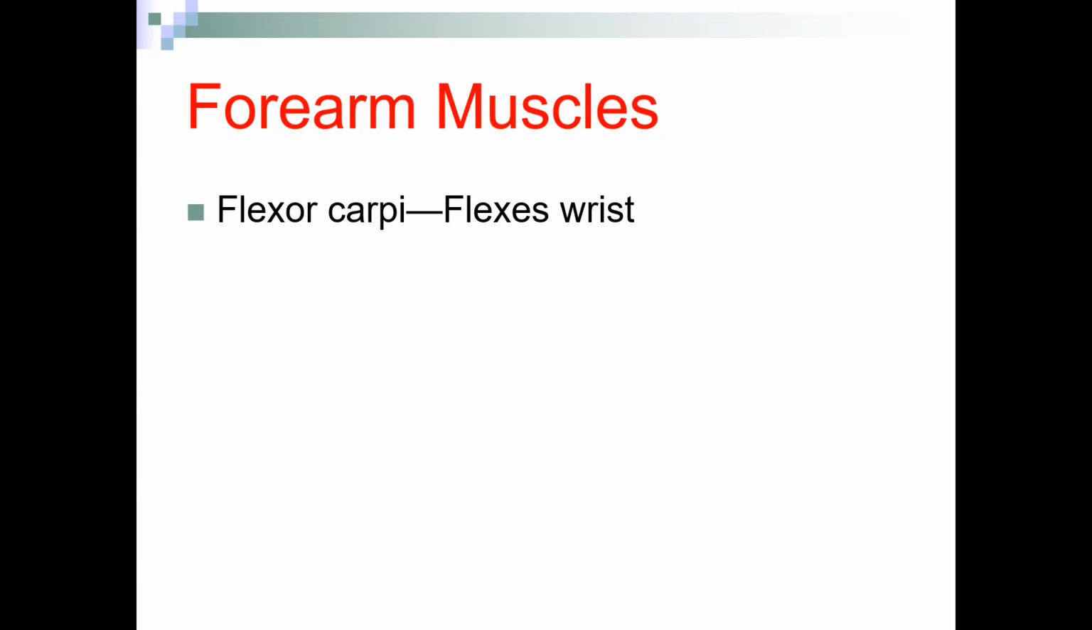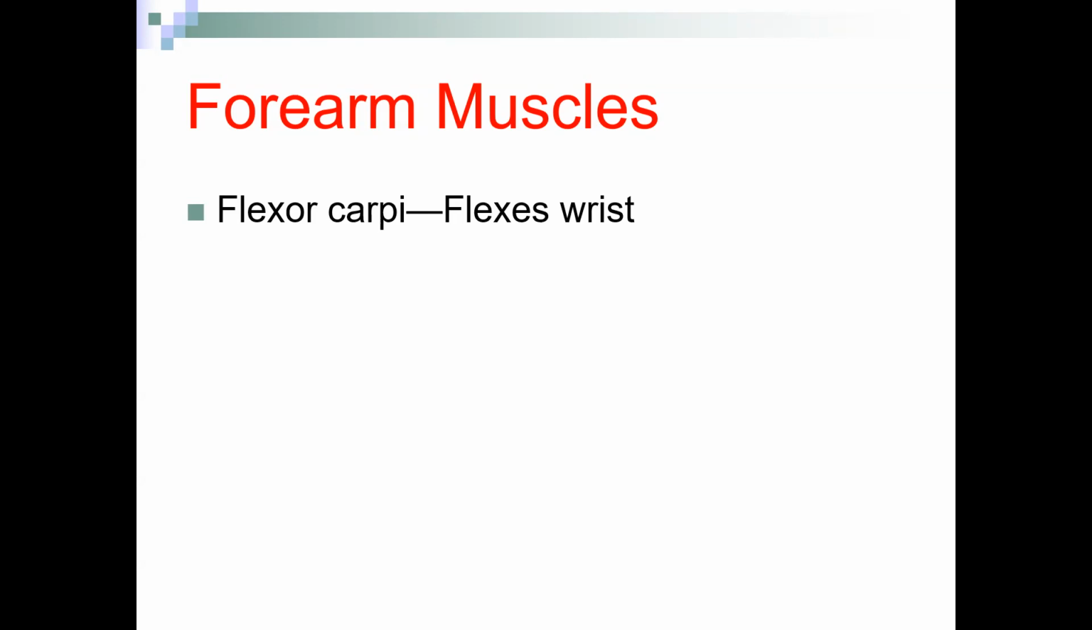So what about your flexor carpi? Now, once you see carpi, hopefully you think of carpals, right? And of course, your carpals are what? Your wrist bones, right? So if you have flexor carpi, what does it do? It's going to flex your wrist bones. It's a flexor, it's flexing carpals, hence flexor carpi.